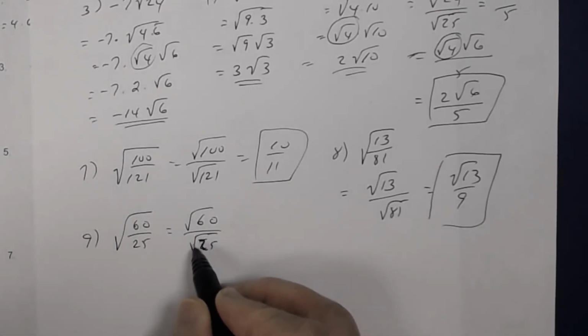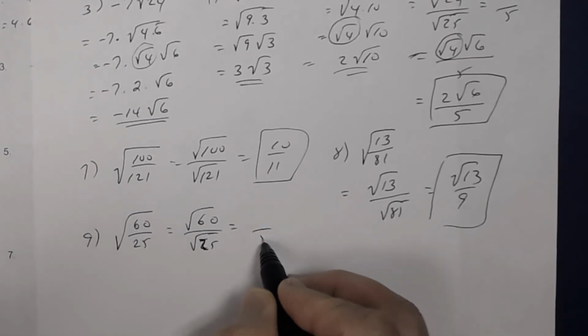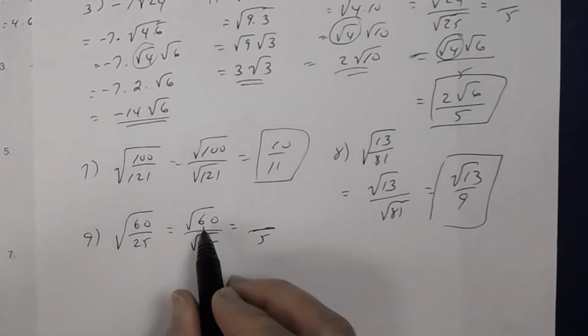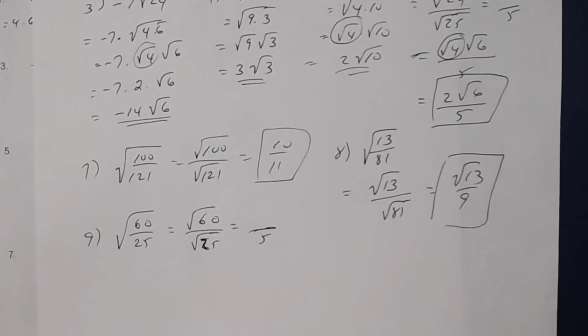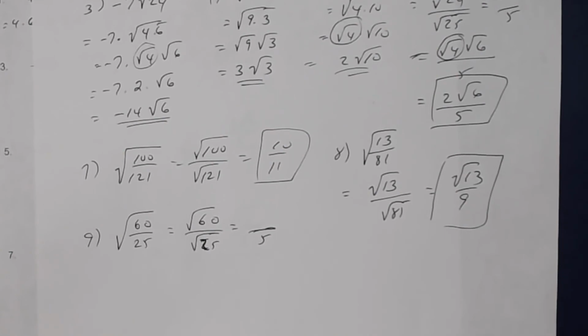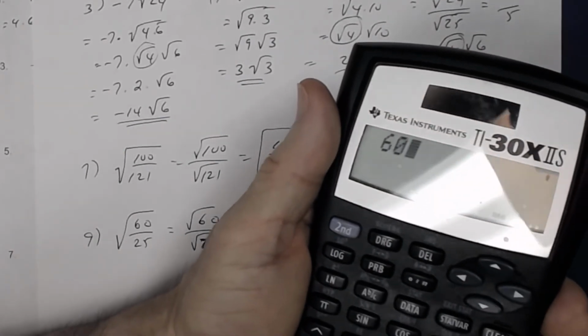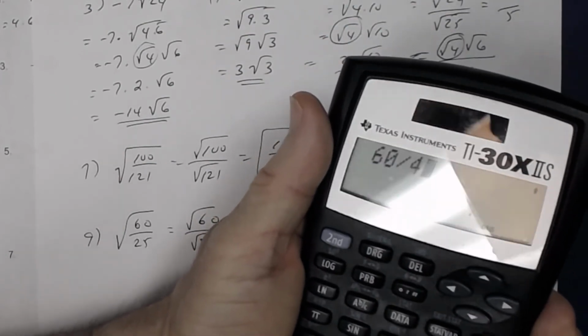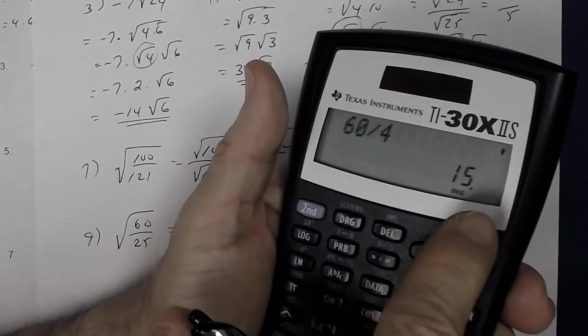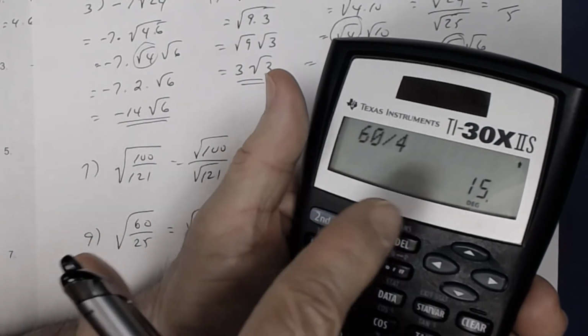And then the square root of 25 is just 5, so that goes in the denominator. But let's talk about the square root of 60. Is there a perfect square that goes into 60? All right, besides 1, let's try 4. 60 divided by 4 is 15. So 4 goes into 60.